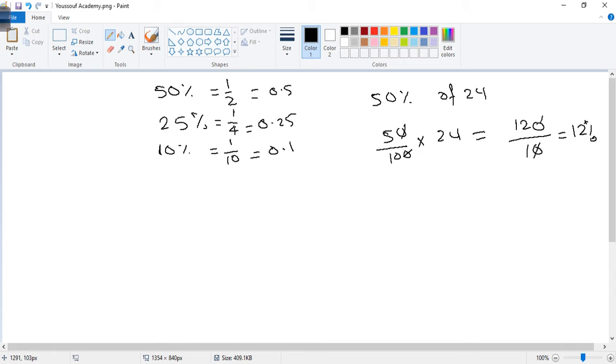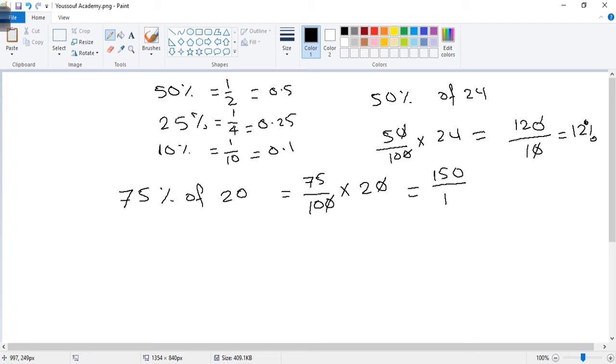The work is very straightforward. If he said, for example, 75% of 20, that will be equal to 75 over 100 times 20. 0 cancels 0. 2 times 75 is 150. 150 divided by 10. 0 cancels 0. The answer is 15.